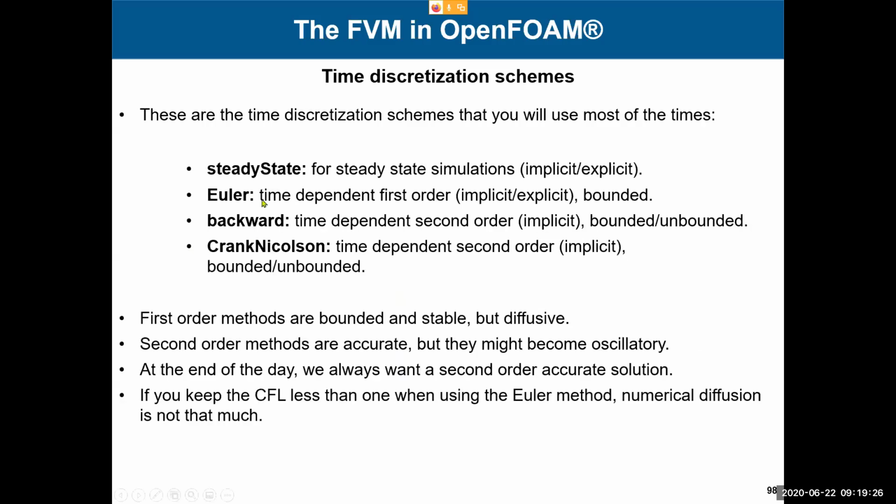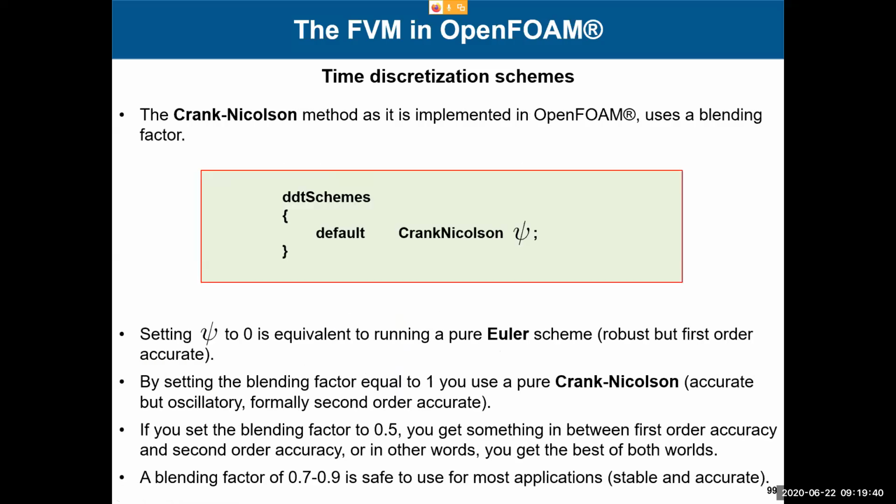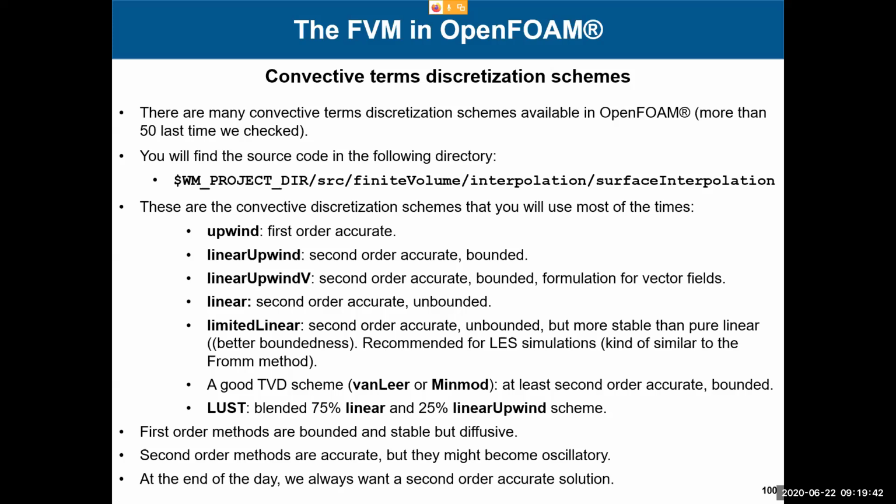Honestly, most of the time, you will stay in these four methods, okay? So steady state, you want a steady solution. Then Euler, backward, Crank-Nicolson. So most of the time, honestly, I use Euler, and I keep my CFL number less than 2. Then when it goes to convective terms, there are more than 50 terms, okay? So don't get lost there.